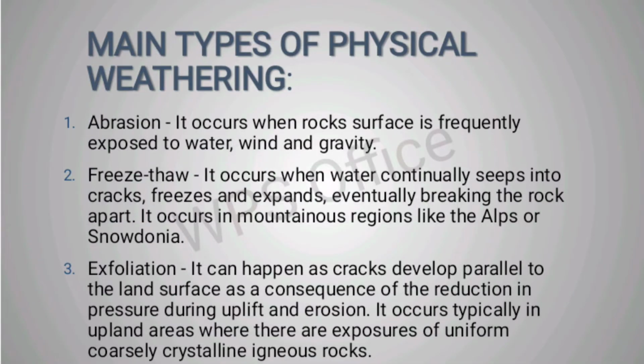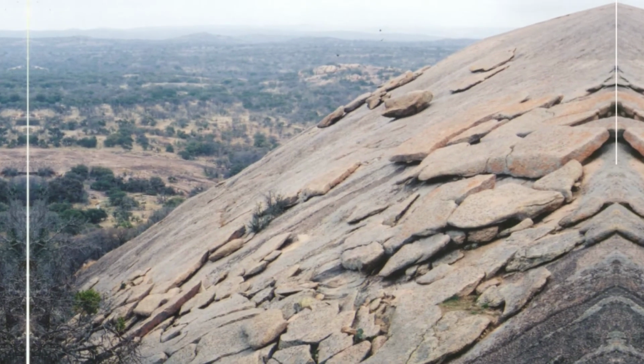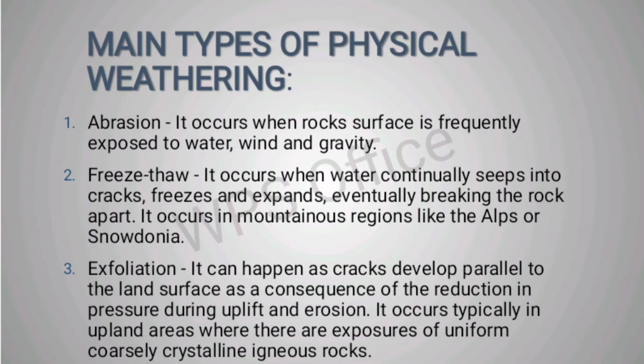Number three is exfoliation. It can happen as cracks develop parallel to the land surface as a consequence of the reduction in pressure during uplift and erosion. It occurs typically in upland areas where there are exposures of uniform coarsely crystalline igneous rock.